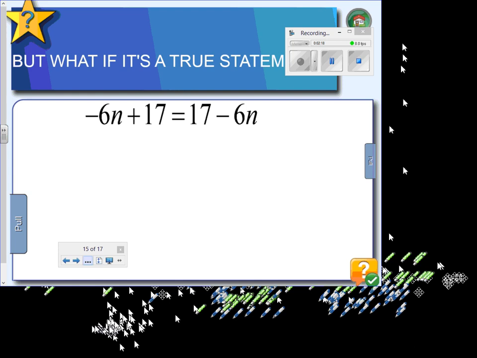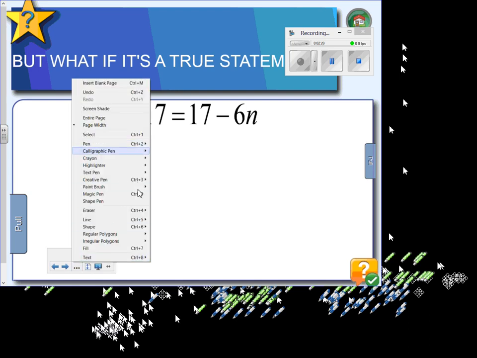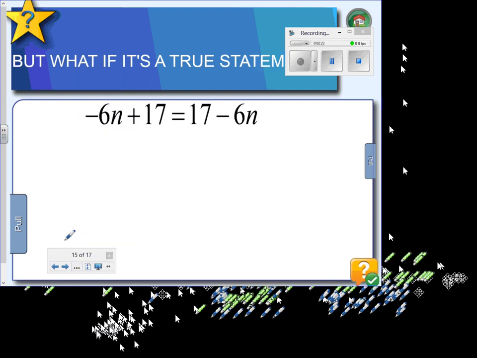But there's a different situation altogether that can happen. It looks similar, but it's actually the complete opposite thing. So we have another double-sided equation. Negative 6n plus 17 is equal to 17 subtract 6 times the number n. So I need to move n's from one side to the other side, first and foremost. So I'm going to go ahead and do that. It subtracts here, and I'm left with 17. And on the other side, negative 6n plus 6n also cancels out, and I'm left with a statement that says 17 is equal to 17.